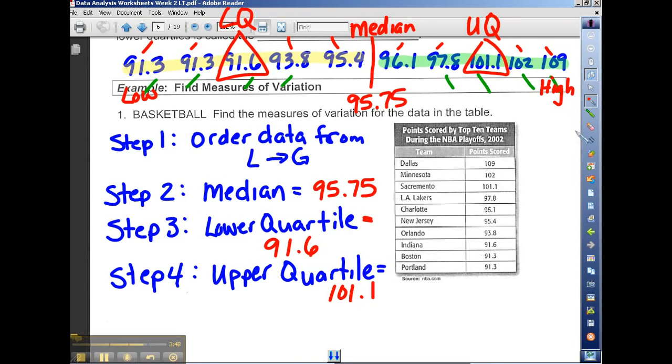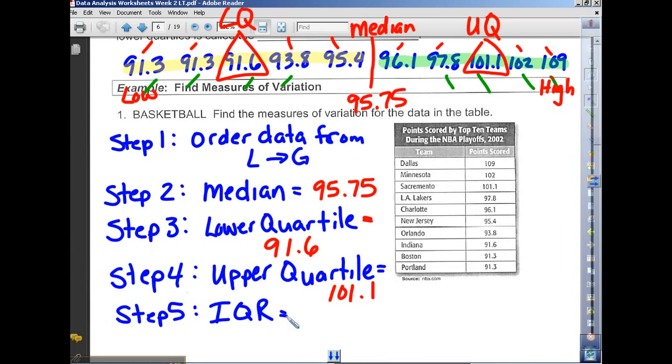Okay? Now let me do one more step. That technical definition of an outlier, let me go ahead and add that in there because your worksheet has this on it. So let's do step 5. Oh, step 5, you got to find your interquartile range. I forgot that. My interquartile range is the upper quartile, subtract the lower quartile, which is 101.1, subtract 91.6, and you get 9.5. That's your interquartile range.